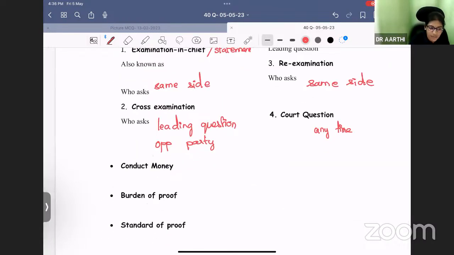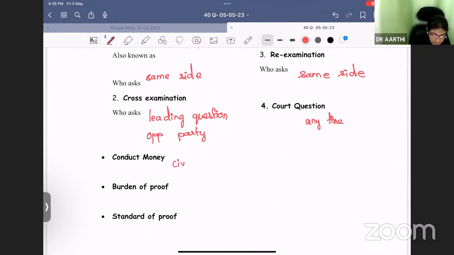And conduct money in civil cases: the lawyer on the same side, who calls me, gives me money, and that is called conduct money.